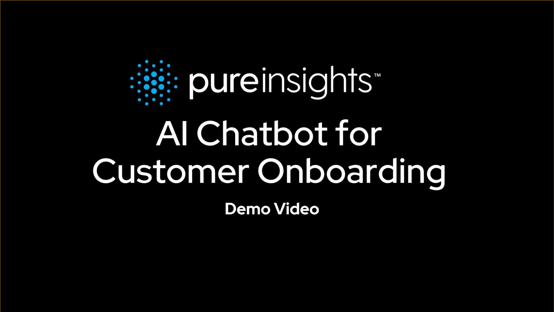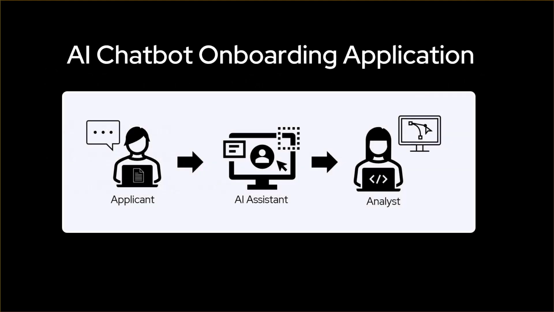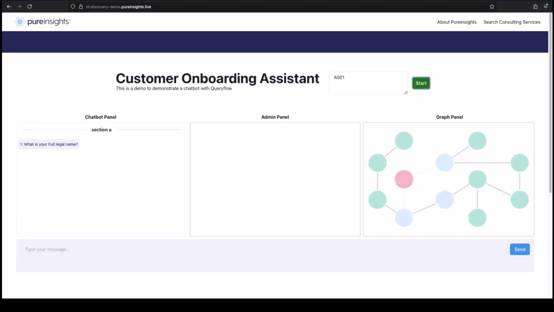Welcome. In this short demo, you'll see how an AI-powered onboarding assistant can help financial institutions streamline customer due diligence with automation, transparency, and audit-ready insights. The assistant engages applicants through a secure chat-based interface, while internal teams gain real-time intelligence through structured data views and relationship graphs. The screen is divided into 3 panels.